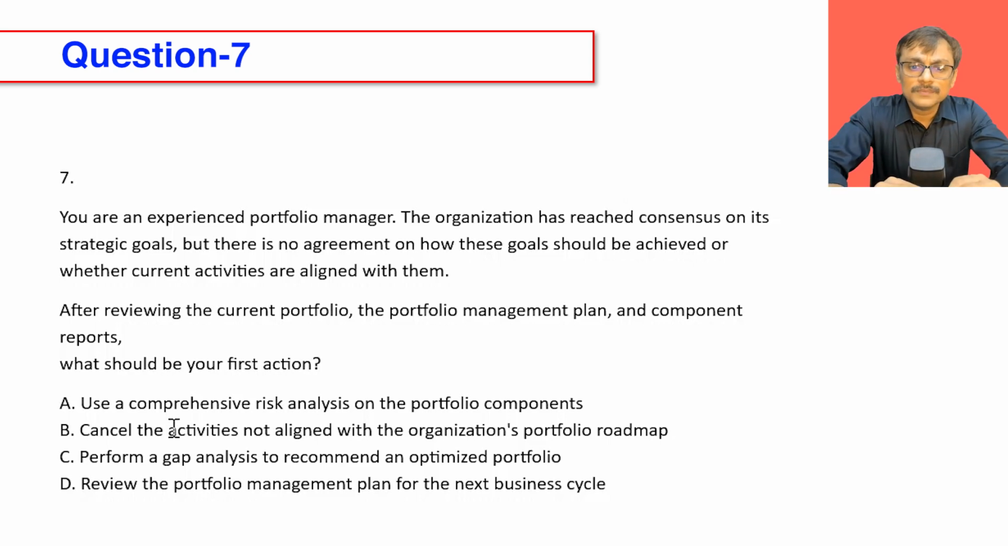Option A, use a comprehensive risk analysis on portfolio components. I can do that, but component level risk analysis at this stage is not that relevant. Let's see. Cancel the activities not aligned with the organizational portfolio roadmap. Yeah, possible, but too hasty.